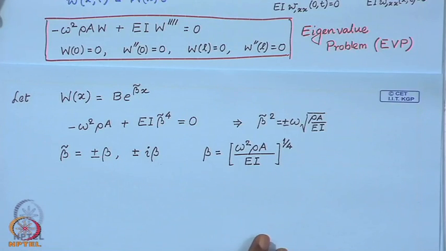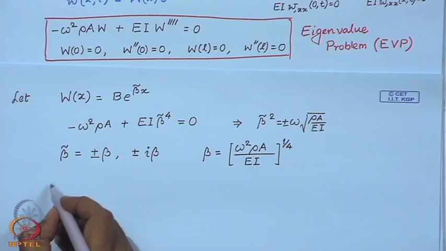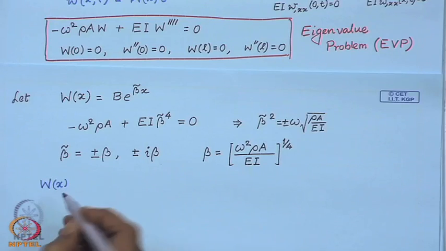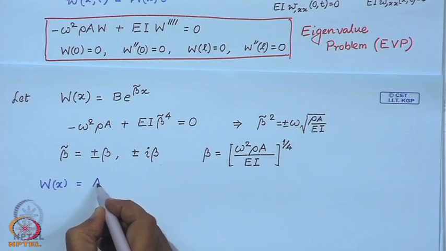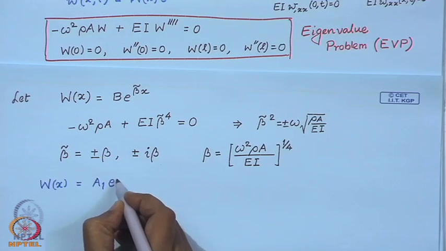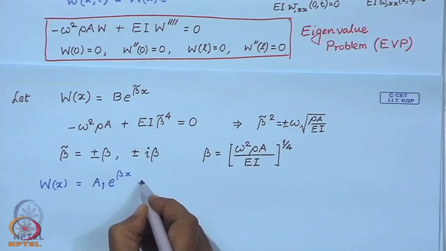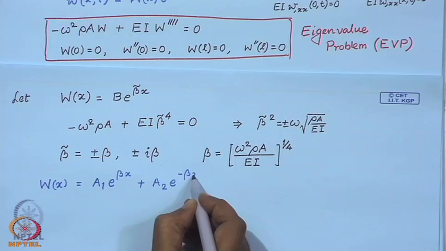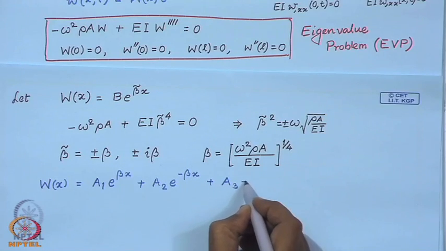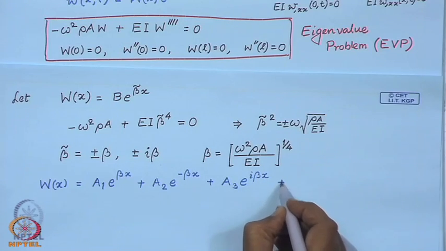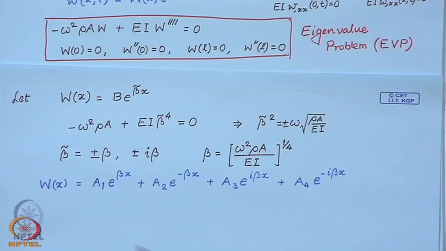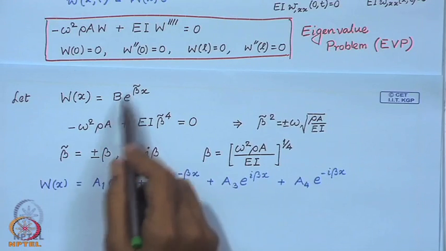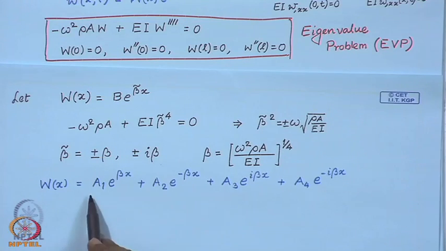Now, corresponding to these 4 solutions, therefore, the general solution of this function W(x) can be written in terms of this exponential function, where these a1, a2, a3, a4 are arbitrary constants, possibly complex.